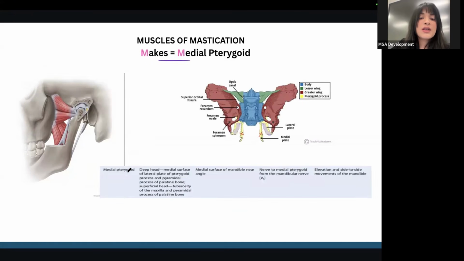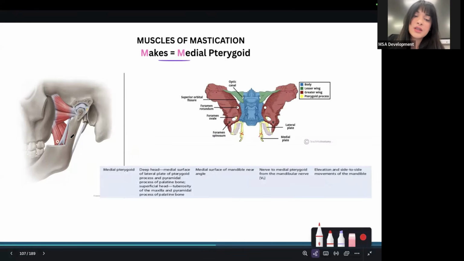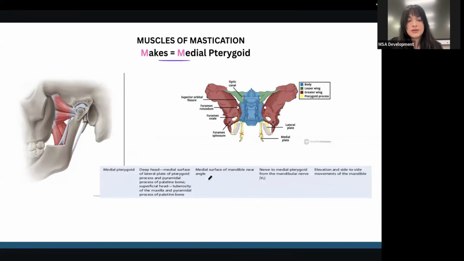Makes is medial pterygoid. So we have the deep head and then we have the superficial head. You can see them in the back. So the deep head is going to the medial surface of the lateral plate of the pterygoid process and pyramidal process of the palatine bone. So basically the deep head is going to originate from the medial surface of the lateral pterygoid process.